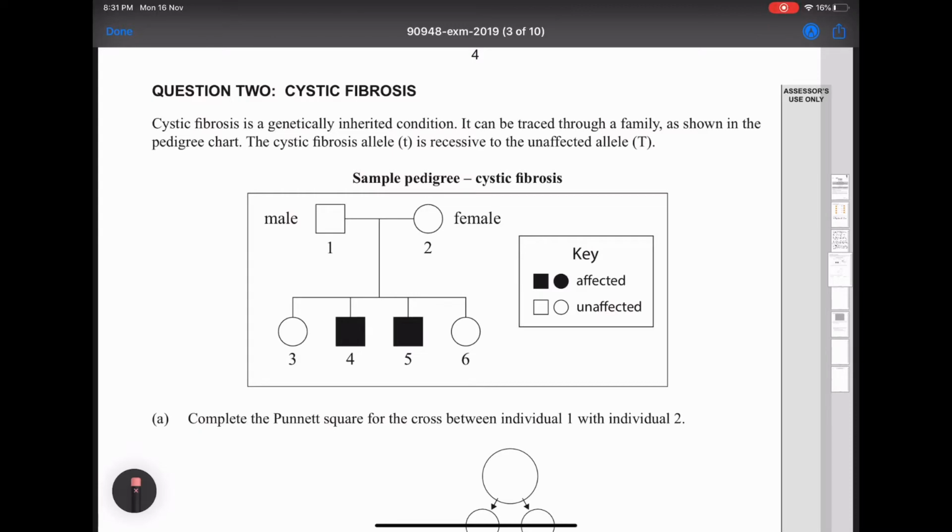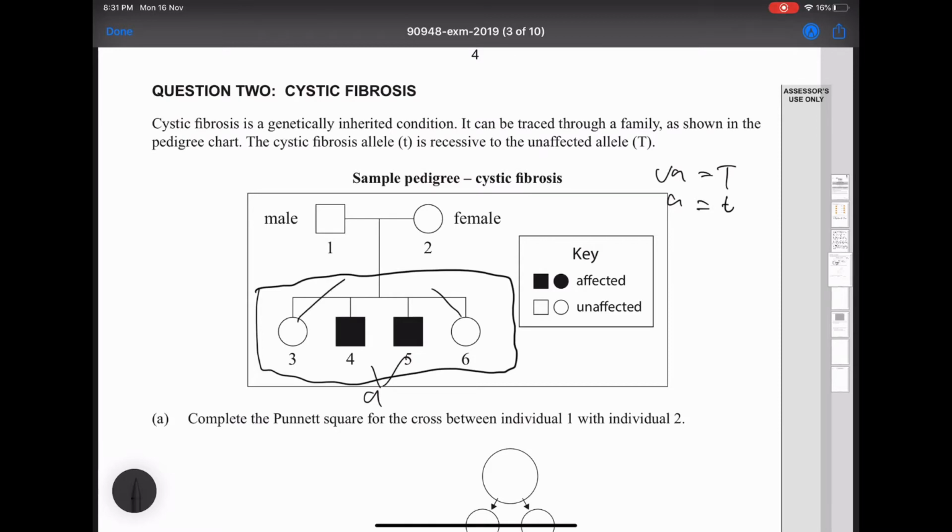So question 2 is on cystic fibrosis, and it is an inherited condition. It can be traced through a family chart shown below. And so unaffected allele is dominant. So unaffected allele, it's dominant, and affected is little t. So as you can see that the two unaffected parents produced 4 offspring, and 2 of them are affected and 2 of them are unaffected.